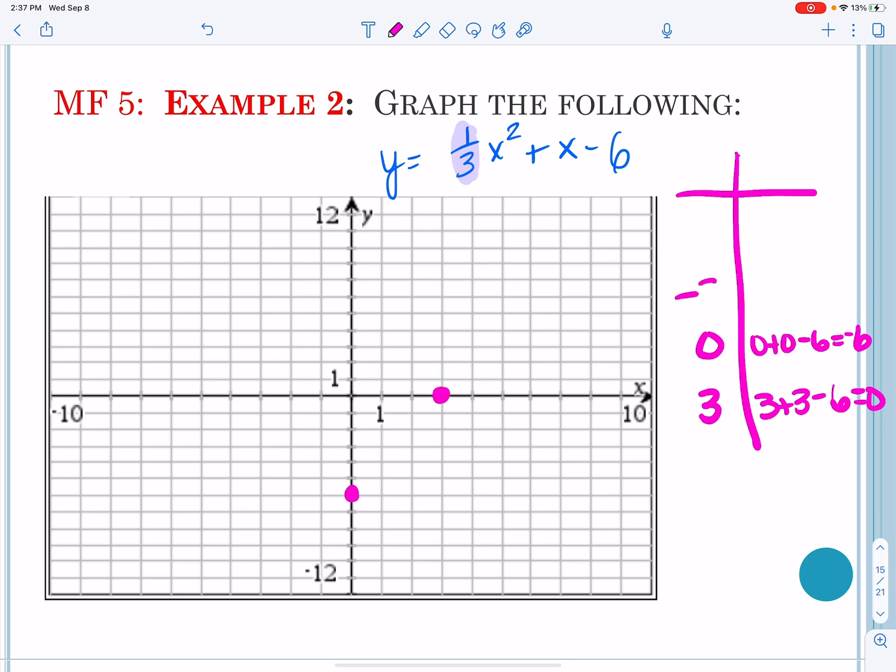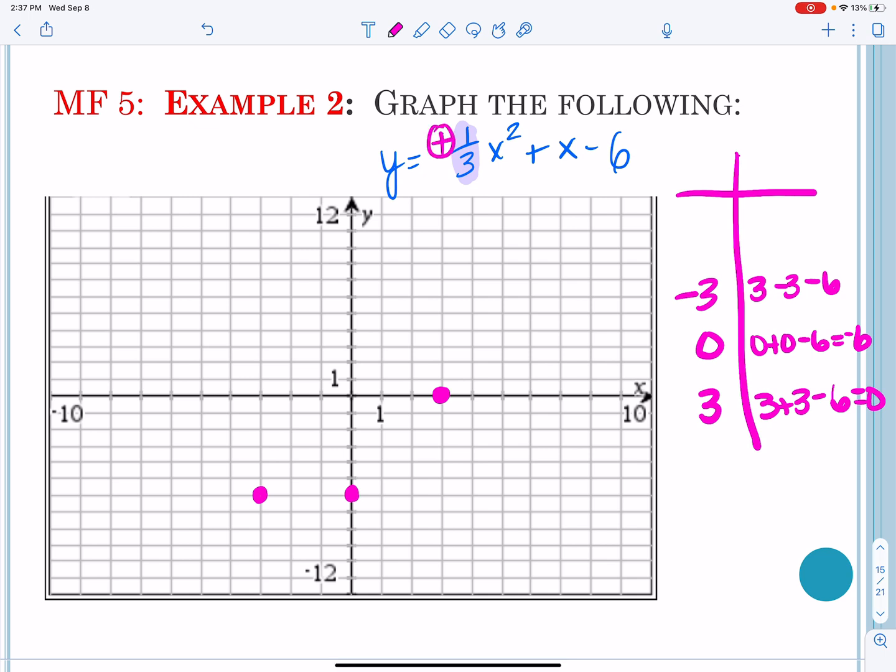Okay, maybe I put a negative 3 in. Negative 3 squared is 9. 1/3 of that is 3. But then I'm doing minus 3 minus 6. So I believe that would be a negative 6, which means you can't have a flat line. And I know this is positive.